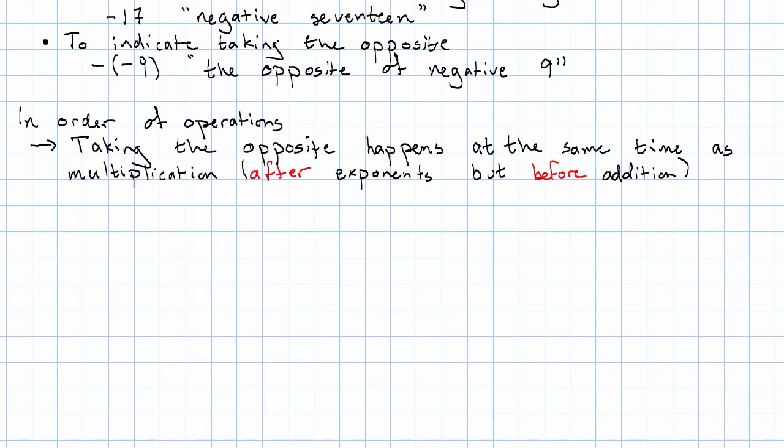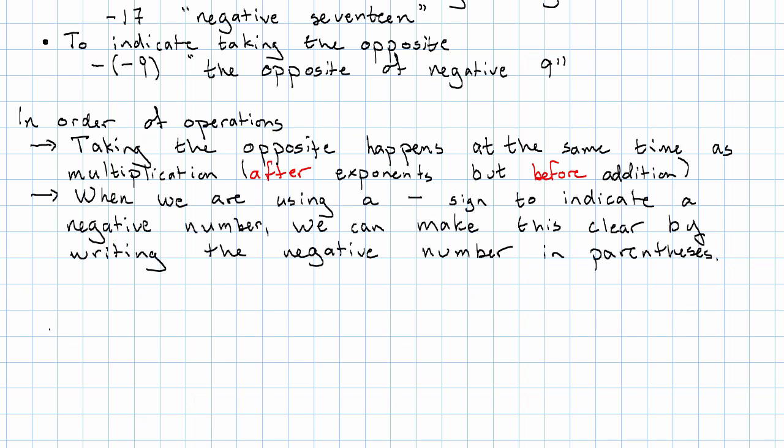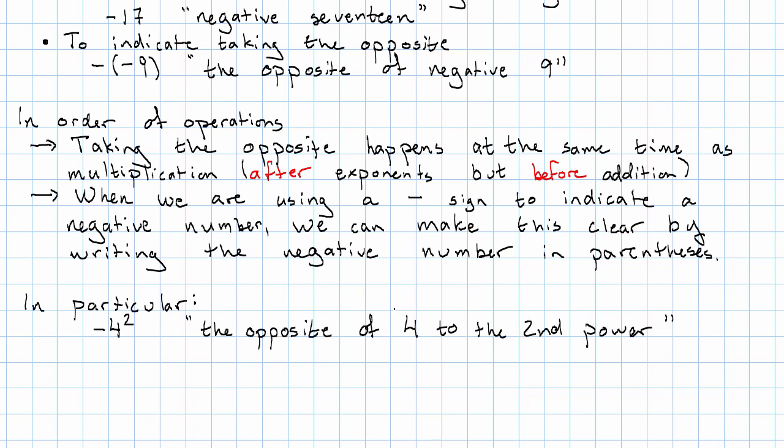When we're using a negative sign purely to indicate a negative number, we will write the negative number in parentheses if it matters. So in particular, if I write a negative sign followed by a 4 followed by squared, this means the opposite of 4 to the second power, with 4 to the second power evaluated first. Negative 4 to the second power is negative 16.